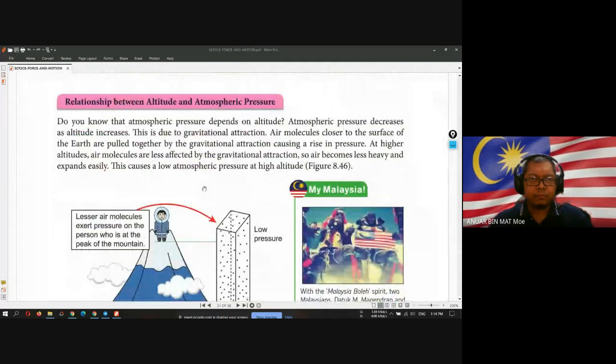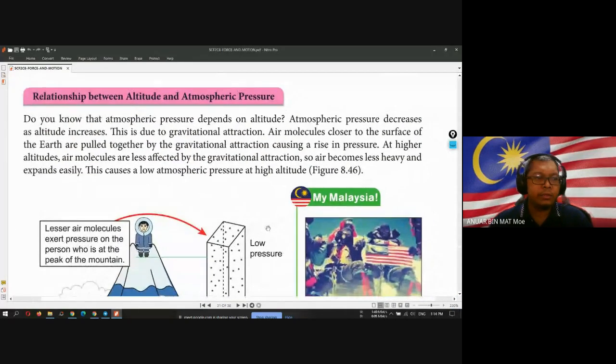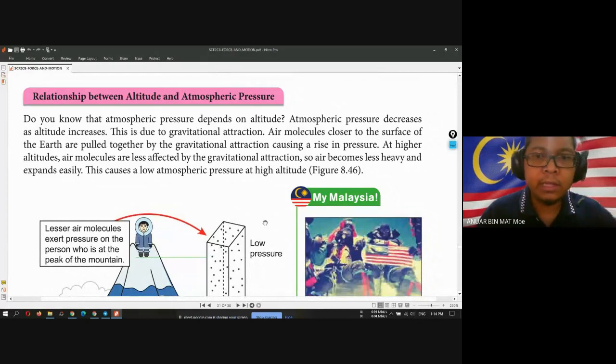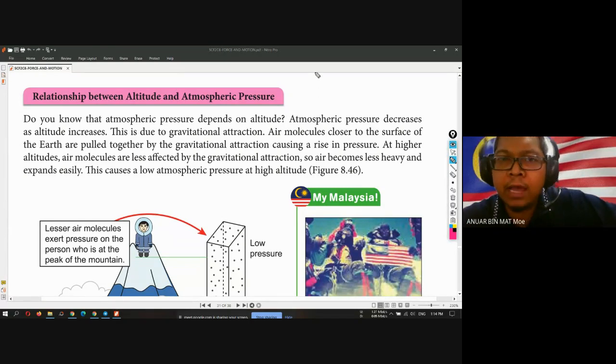So the next topic is the relationship between the altitude and the atmospheric pressure. You still remember in Form 1? You still remember the Earth atmosphere? What happens when the altitude is higher? What happens to the atmospheric pressure, the air pressure? Still remember? I think it was chapter 9 in Form 1.